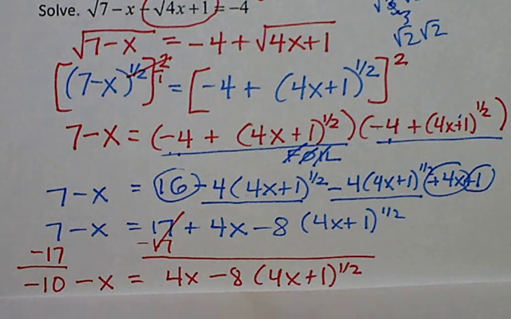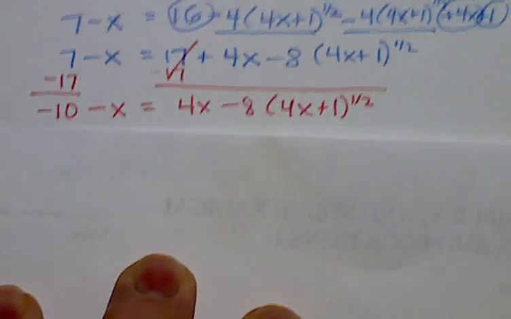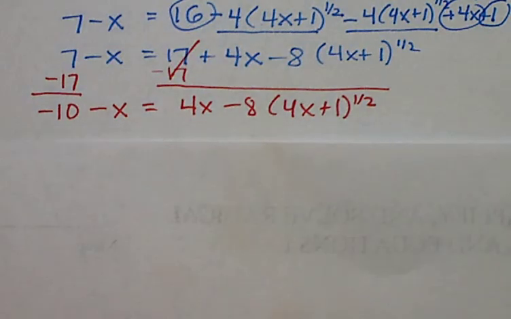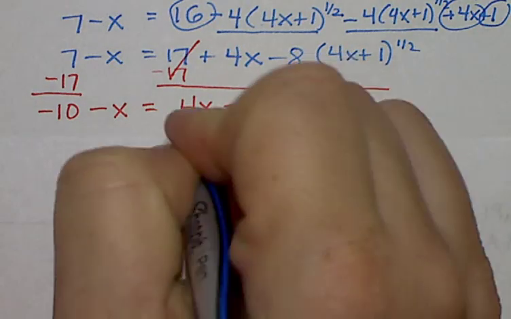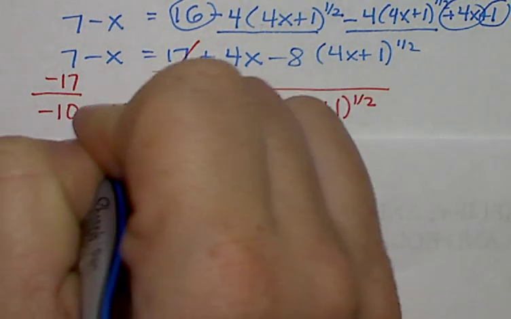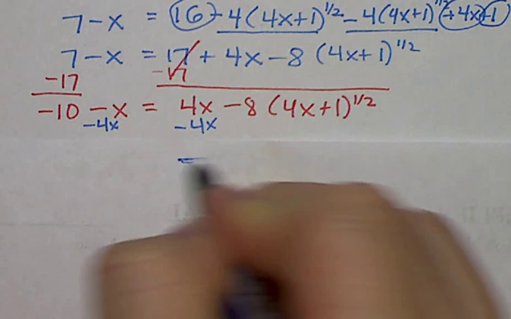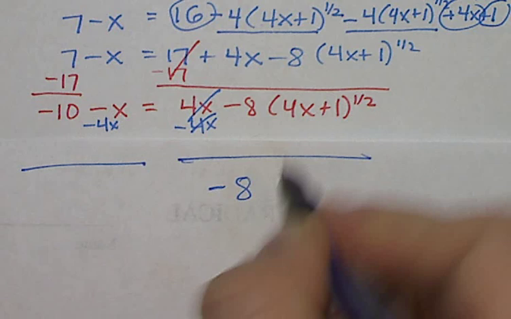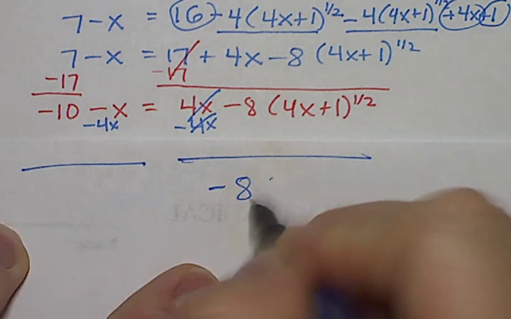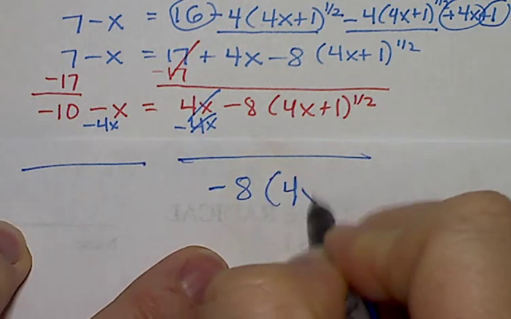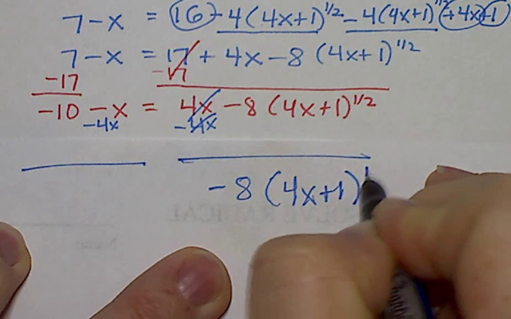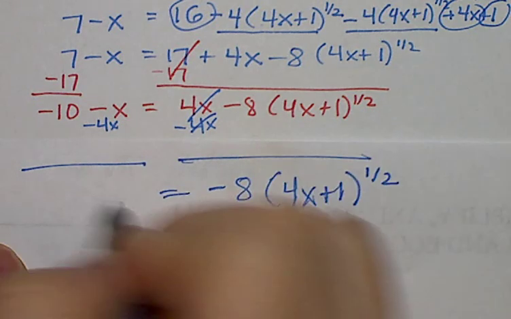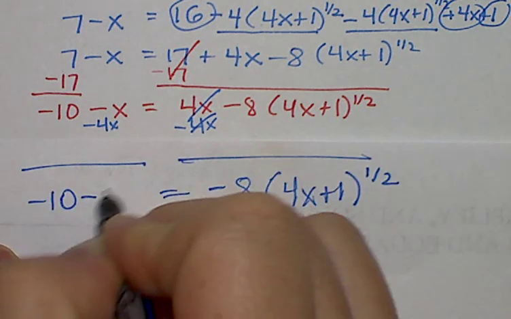Okay, I'm going to move this all the way up. So my next step right now is I'm going to move the 4x over to the opposite side. So I'm going to go minus 4x, minus 4x. So on this side, I have negative 8x, or negative 8 times this quantity. And on this side, I have negative 10 minus 5x.